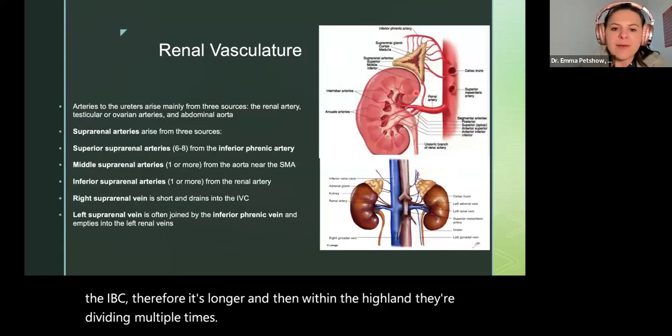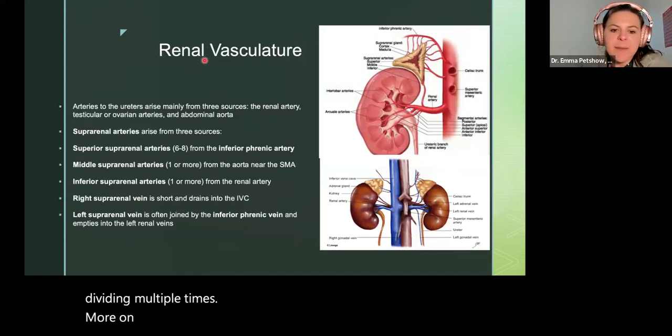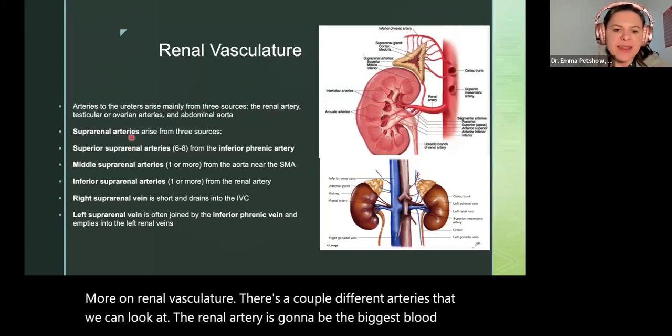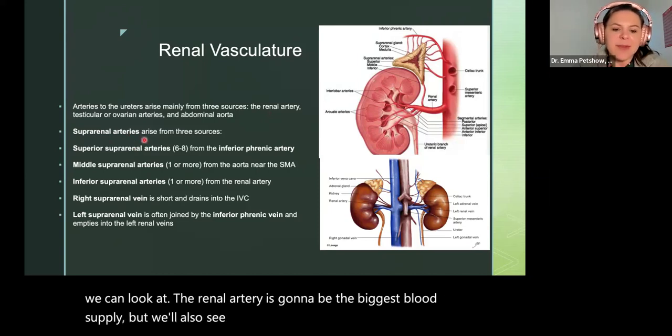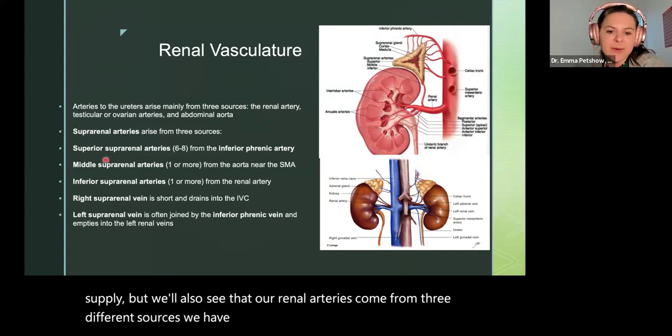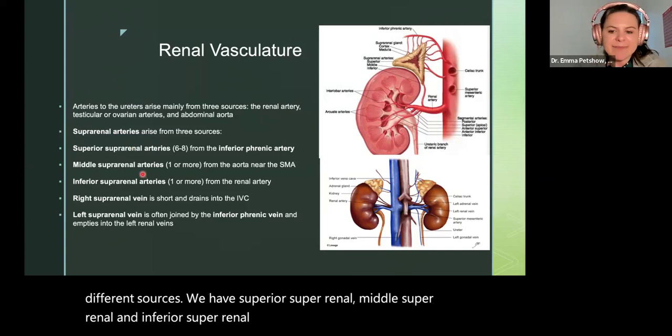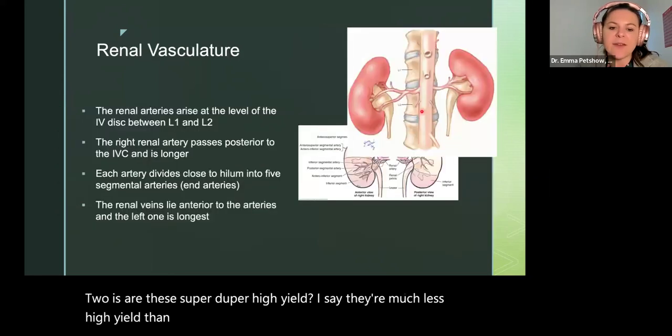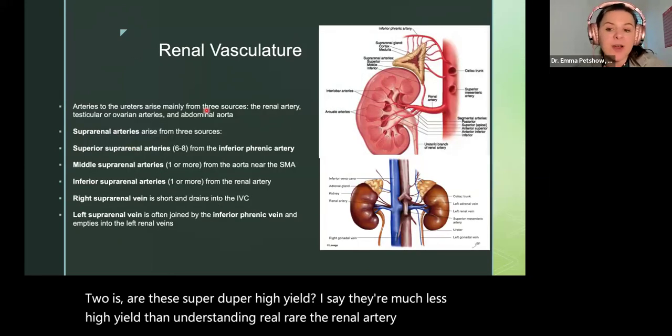More on renal vasculature, there's a couple different arteries that we can look at. The renal artery is going to be the biggest blood supply, but we'll also see that our suprarenal arteries come from 3 different sources. We have superior suprarenal, middle suprarenal and inferior suprarenal arteries. Are these super duper high yield? I'd say they're much less high yield than understanding where the renal artery itself comes off of the aorta. That's what I'd focus on at this point.